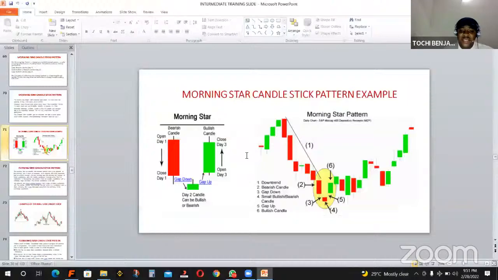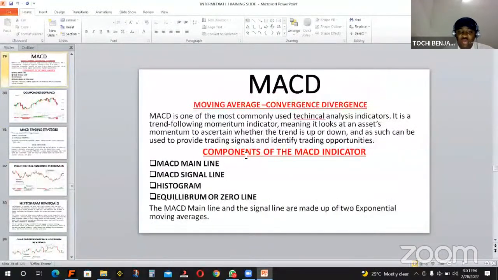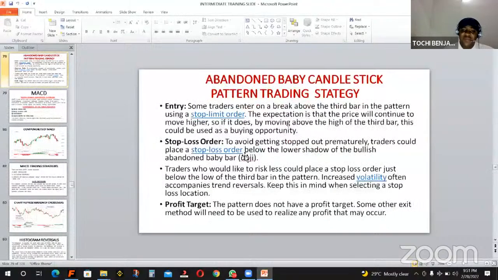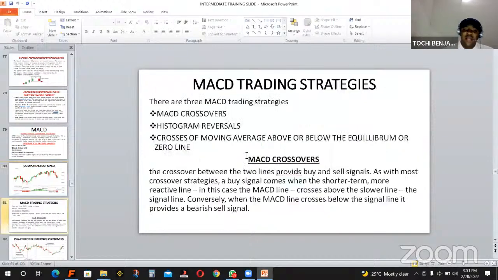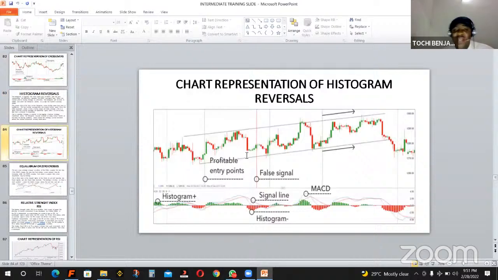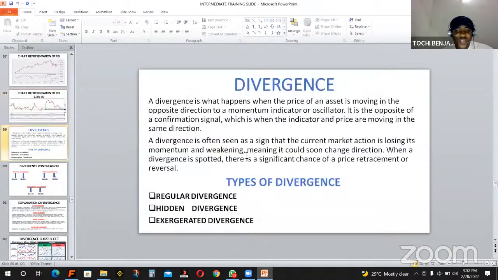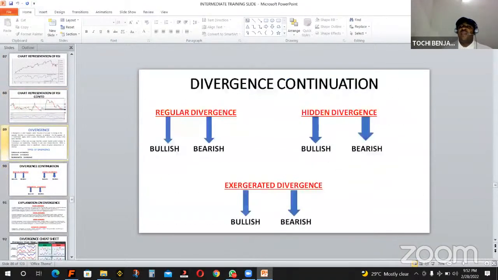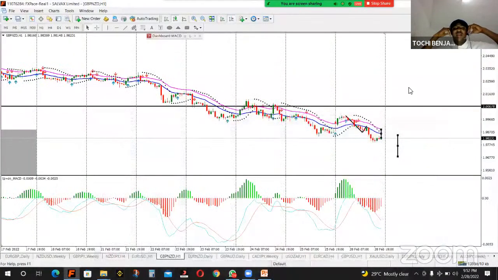Now this is MACD. If you have it, you can go through it. How to trade it: MACD crossover, histogram, charts, equilibrium of zero crosses of MACD. This is the relative strength index, and this is divergence. You get all of these things on your chart, so they are all there. You can ask for the chart and get your own chart so that you go through it and be prepared for the class.